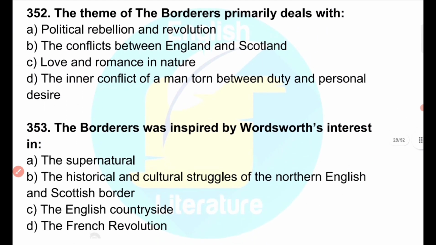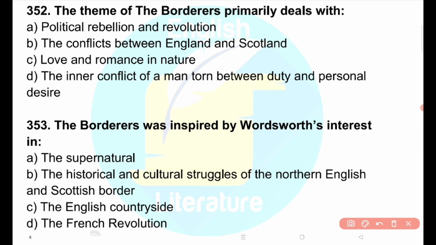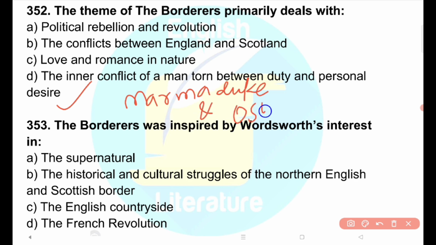The theme of The Borderers primarily deals with option D, the inner conflict of a man torn between duty and personal desire. The play revolves around the protagonist, Marmaduke, who faces a moral dilemma when he is manipulated by his mentor, Oswald, into committing murder. The play examines moral corruption, psychological torment, and betrayal, making this answer correct.